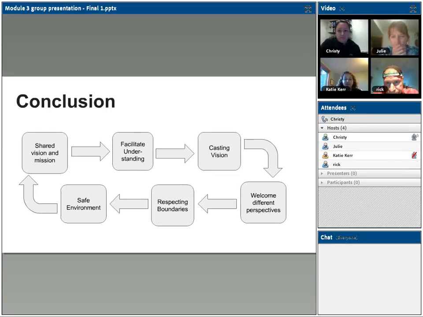And values. Cast a vision for an enhanced direction while welcoming different perspectives, and respecting boundaries in an environment that is open and safe can bring discussion to a healthy level even when value conflicts arise.